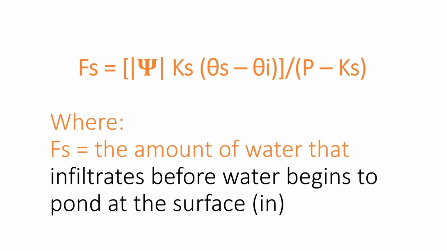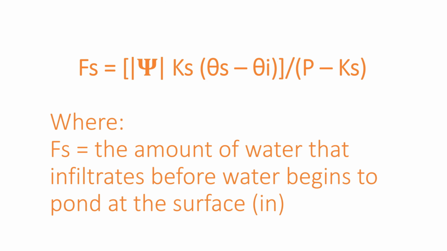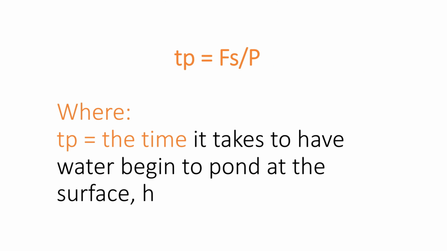where Fs equals the amount of water that infiltrates before water begins to pond at the surface in inches and Tp equals the time it takes to have water begin to pond at the surface in hours.